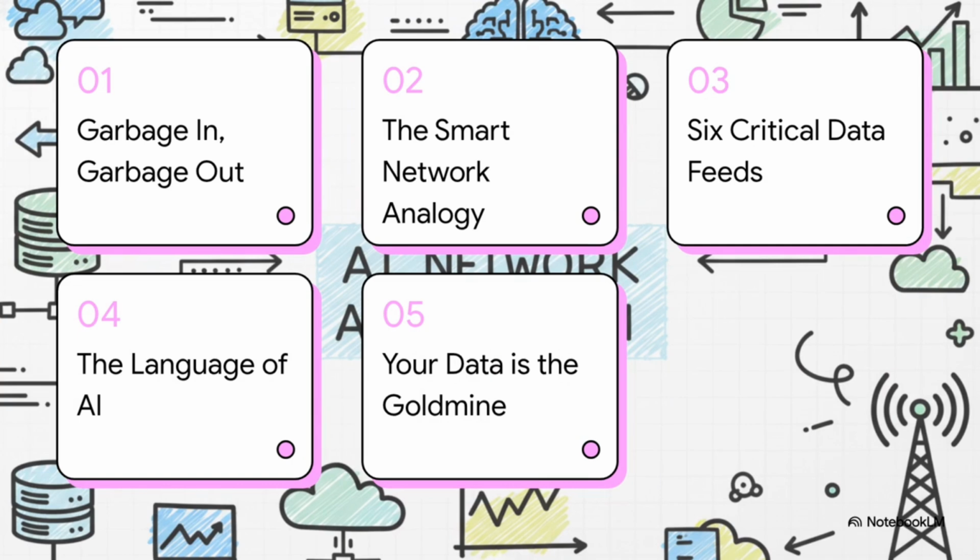So here's the plan. We'll start with the golden rule: garbage in, garbage out. Then we'll use a pretty cool smart car analogy to make all this data stuff feel a bit more real. After that, we'll dive deep into 6 critical data feeds, talk about why the format of the data matters so much, and finally, wrap up with how you can leverage the data you already have.